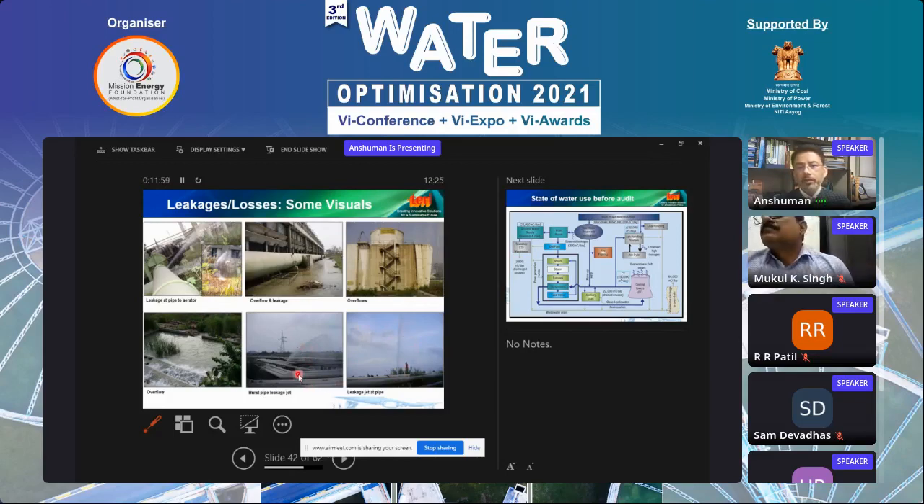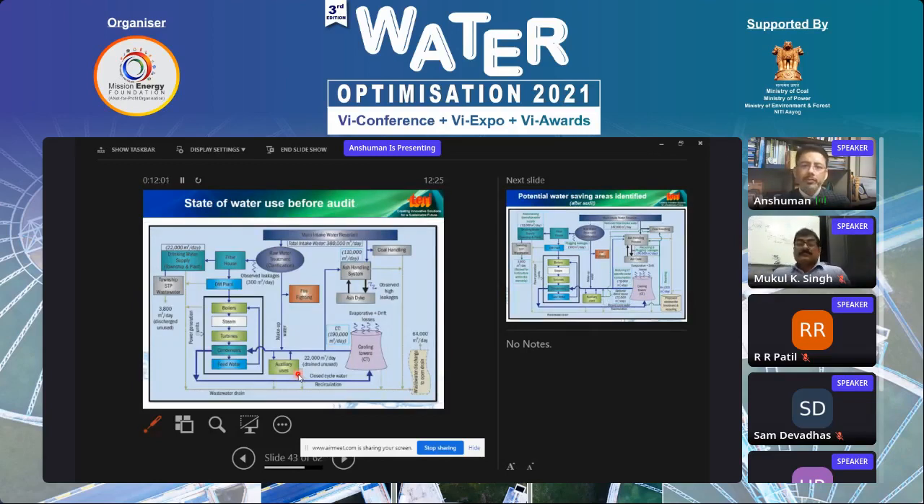Now, what we found was we established a water balance for the entire system. And what we found was that the plant was consuming around 380,000 meter cube per day of water. And out of that water, a significant volume was basically being lost from leakages and various other observations on wastage of water.